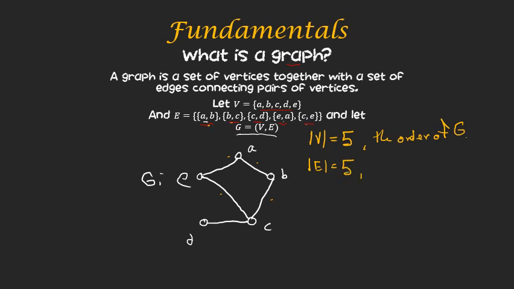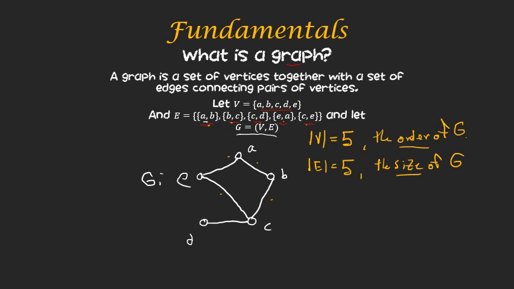Now, in this example, the number of vertices is the same as the number of edges. That doesn't always have to happen. Nevertheless, we call this the size of G. So that's something to get used to. Order means number of vertices, size means number of edges.